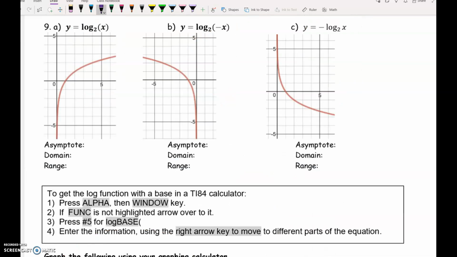Number 9, this graph we've already seen. This is log base 2 of x. Our asymptote is 0. Our domain is x is greater than 0. Our range is all real numbers.